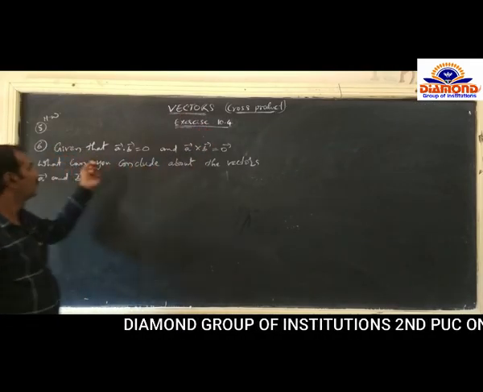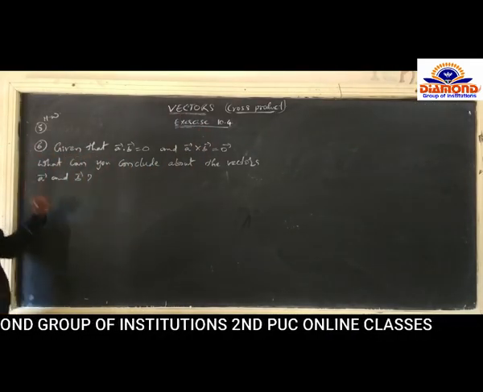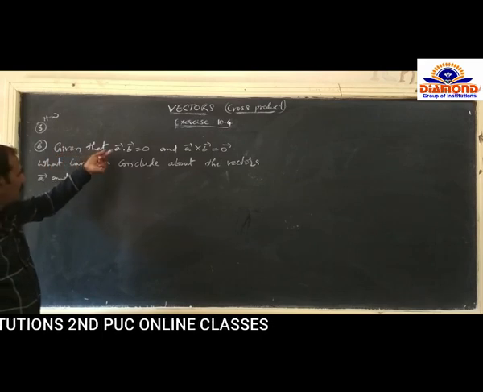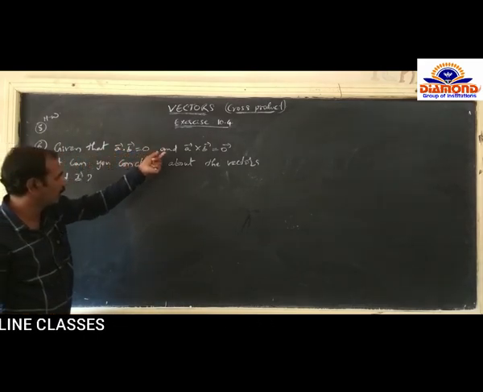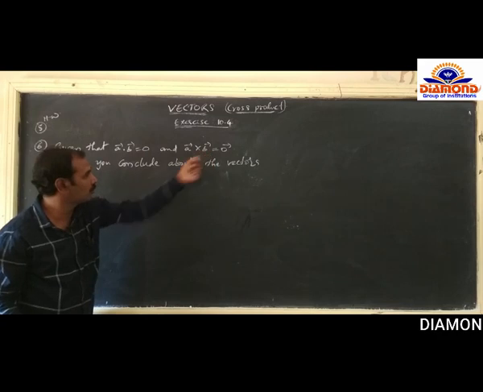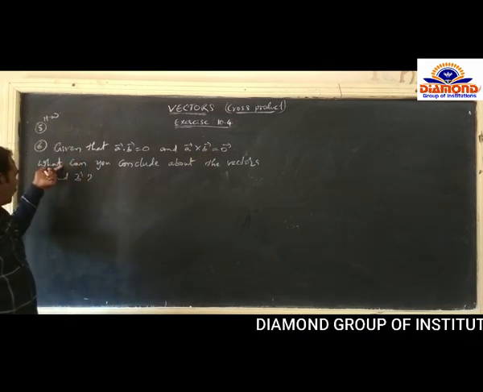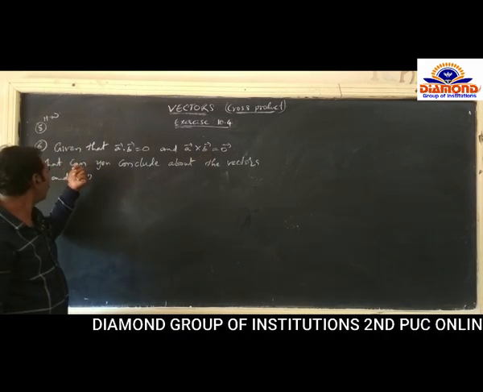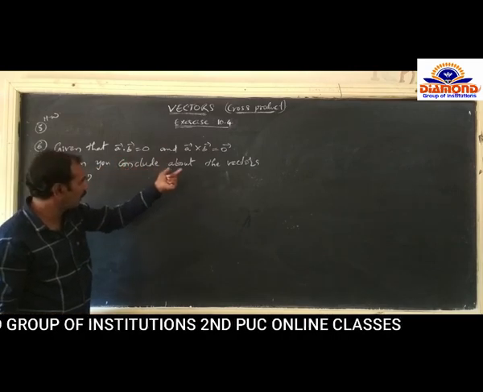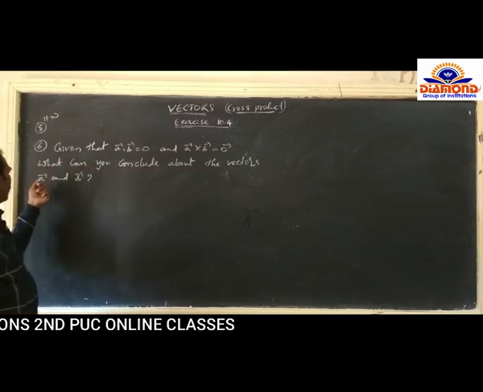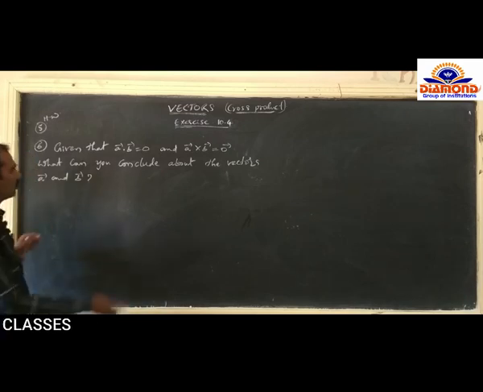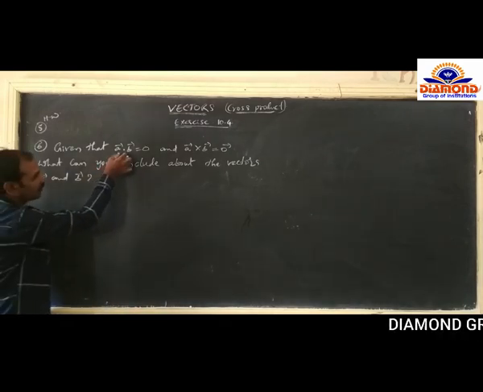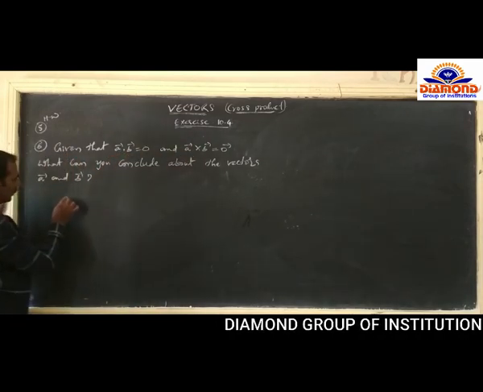Vectors cross product, exercise 10.4. Sixth problem. Given that A dot B equals 0 and A cross B equals 0 bar, what can you conclude about the vectors A bar and B bar? So simple. The relation between dot product and cross product.